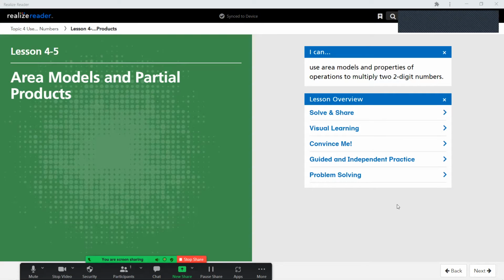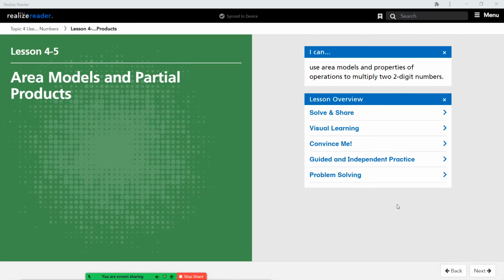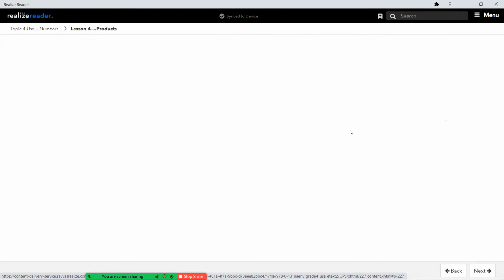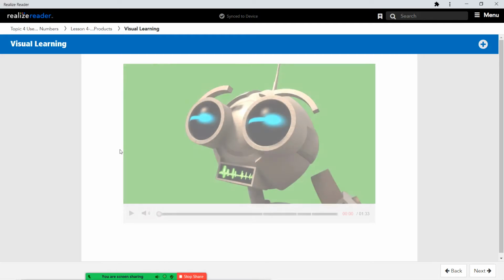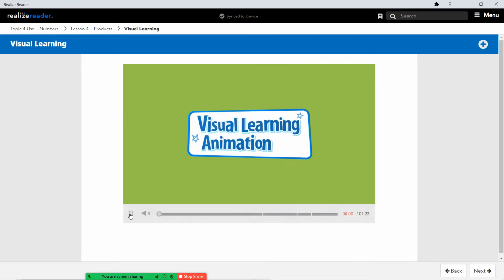Hello, fourth grade, and welcome to lesson 4-5. Here we're going to talk about area models again and partial products. Both of these concepts we've worked with, and they're both strategies that we've used to help solve larger multiplication problems before. Let's go ahead and watch our lesson video, and then we'll get started with our guided practice and notes.